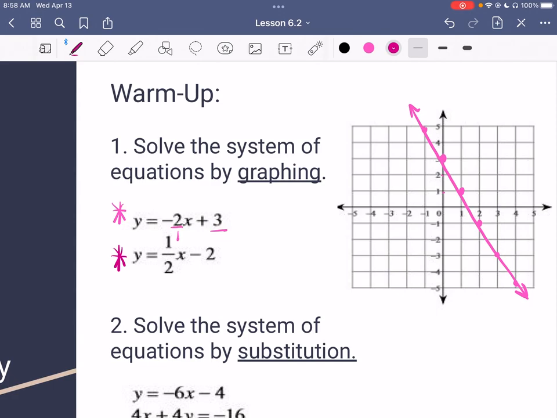Okay, for the second equation, we have a slope of 1/2 and then a y-intercept at -2. So for the slope, I'm going to go up 1 over 2, up 1 over 2, and then backwards down 1 over 2 to the left. Go ahead and draw this. We want to label our lines unless you're color coordinating like me, and then we are looking for our point of intersection. So here they intersect at the point (2, -1), which would be our solution to the system.